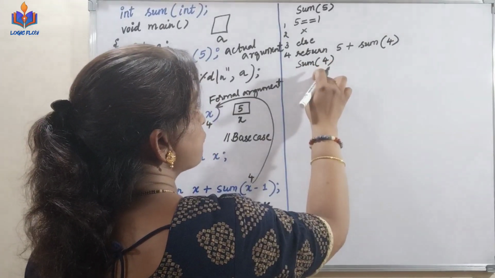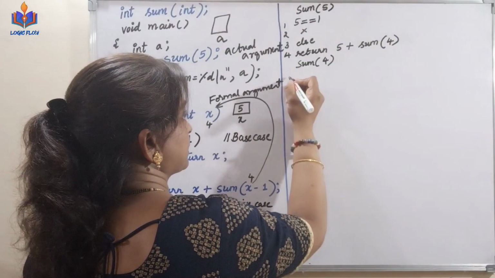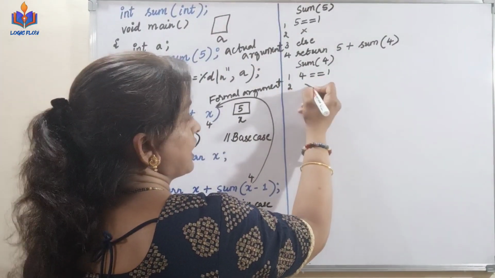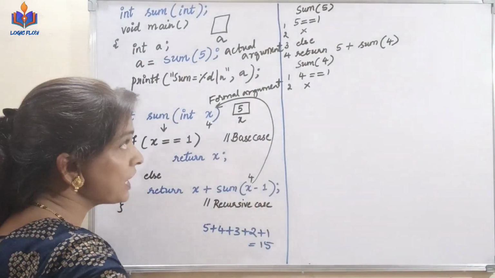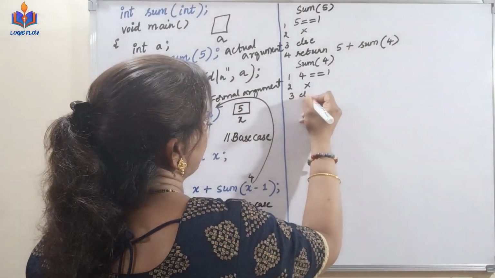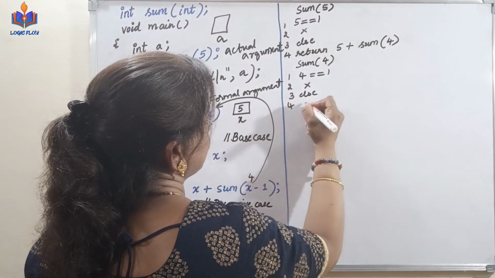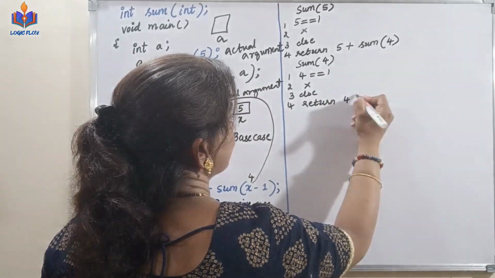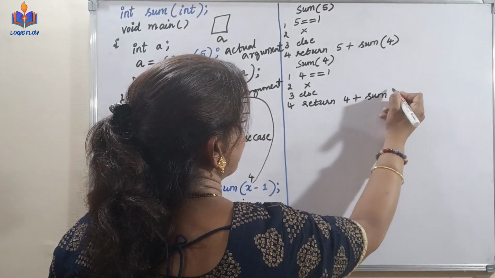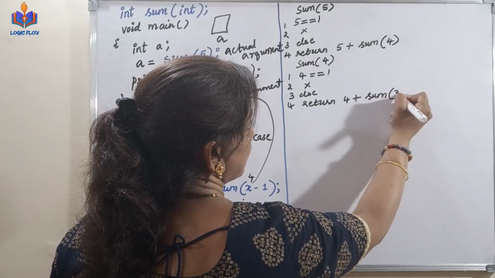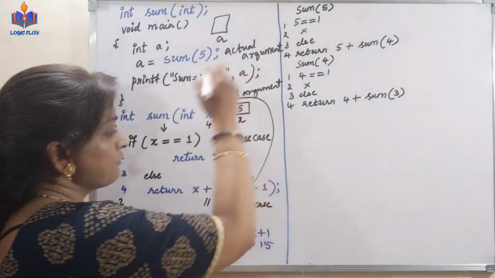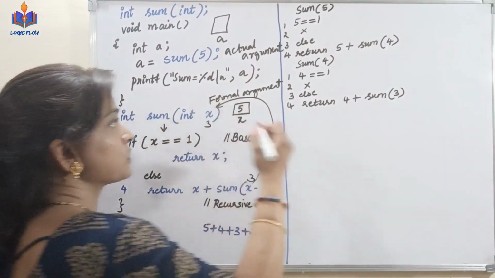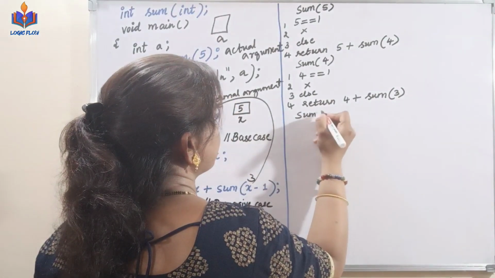When I say sum of 4 function call, again the 4 statements. The first statement is 4 equal to 1? No. So the condition is not satisfied, return x will not be executed. I will come to the else part. When I come to the else part, the 4th statement gets executed. I say return x plus, that is 4 plus, again the simplest form of the function, that is 4 minus 1, which is 3. Again the function call. So now with the value 3, x is receiving 3. So it is the function call for sum of 3.